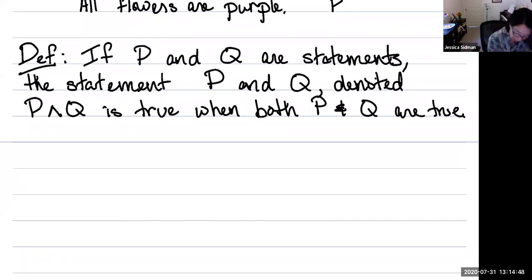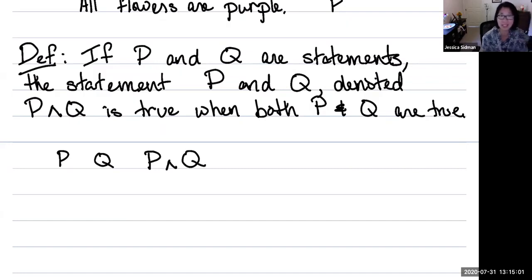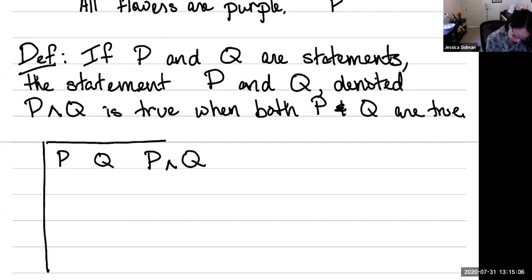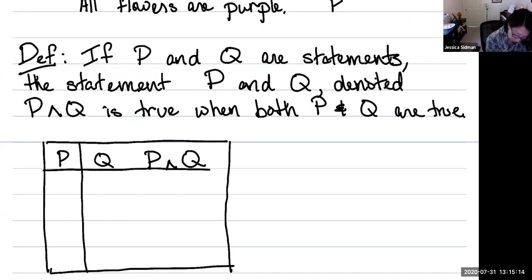We can make a little truth table to summarize this information. And here's what we would do. The truth table would have one column for P, one column for Q, and one column for the new statement P and Q. So then what I want to do on the left is have all combinations, all possibilities for the truth or falseness of the two statements P and Q individually.